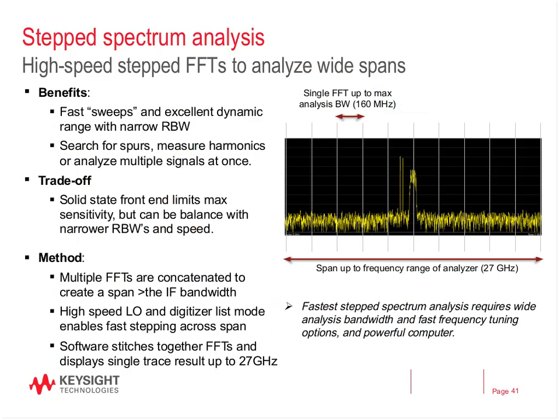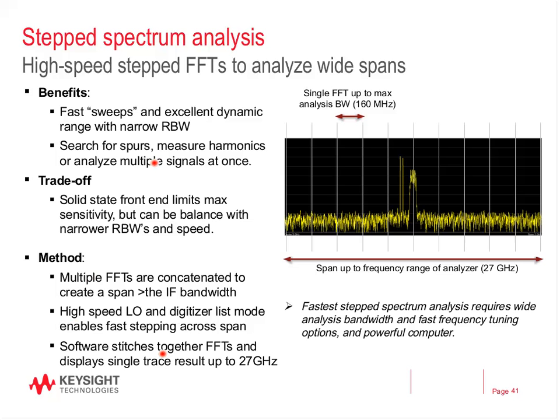In this approach, what we're doing is, if you can imagine, we have 160 megahertz of bandwidth in this product, and what we do is we step it across the frequency range. So you could step it across a full 27 gigahertz range of operation. And basically, what we're doing is we're taking advantage of very fast processing capabilities in new CPUs. And what we're doing is all the FFTs are concatenated together to create the full span. And we're using high-speed LOs and digitizers in a list mode to enable fast stepping across the span. And then we stitch these all together. Now this is all well and good, and if you've got a fast processor and a good PCI Express backplane, things can happen very quickly.